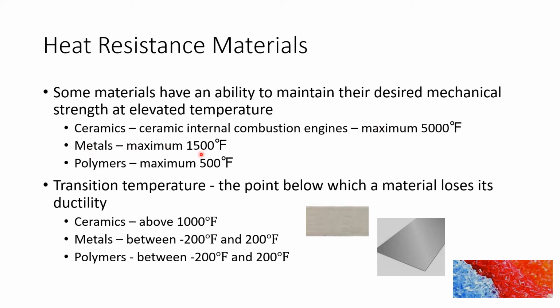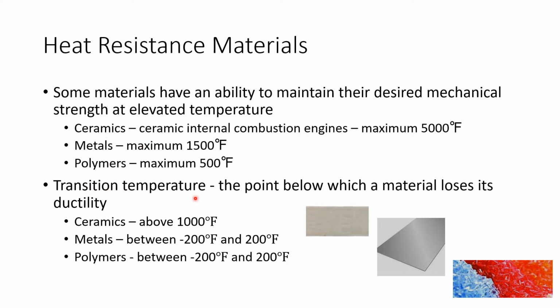Metals' maximum is 1500 degrees Fahrenheit. Polymers can stand all the way to a maximum of 500 degrees Fahrenheit without losing their mechanical structural strength. So if you heat it up over that, they're going to deform and be destroyed. You would be going into the destructive zone. So these are the maximum temperatures they can stand.